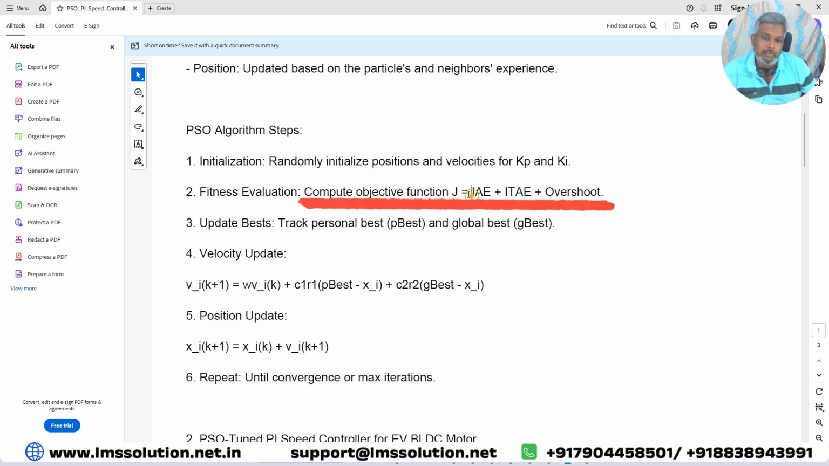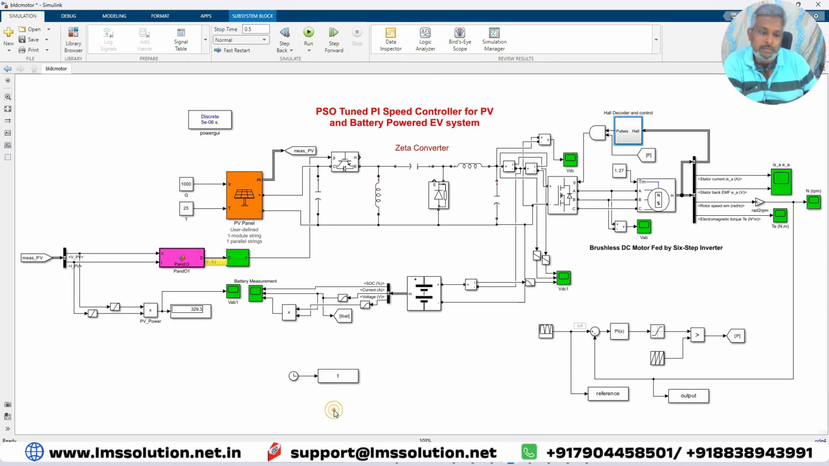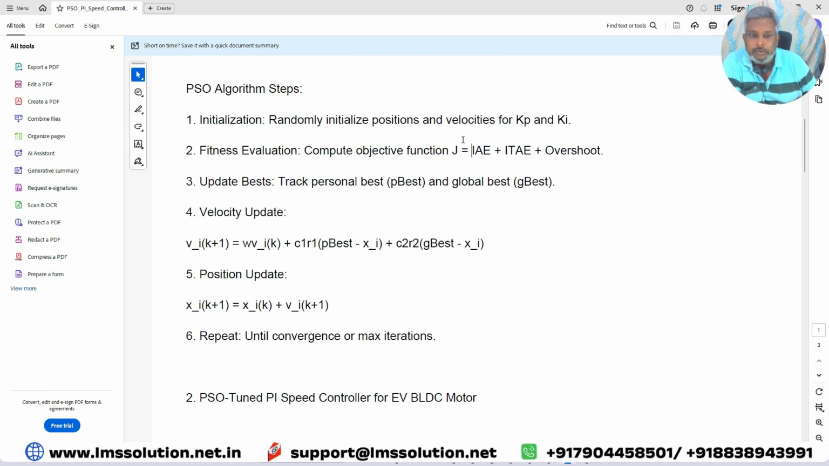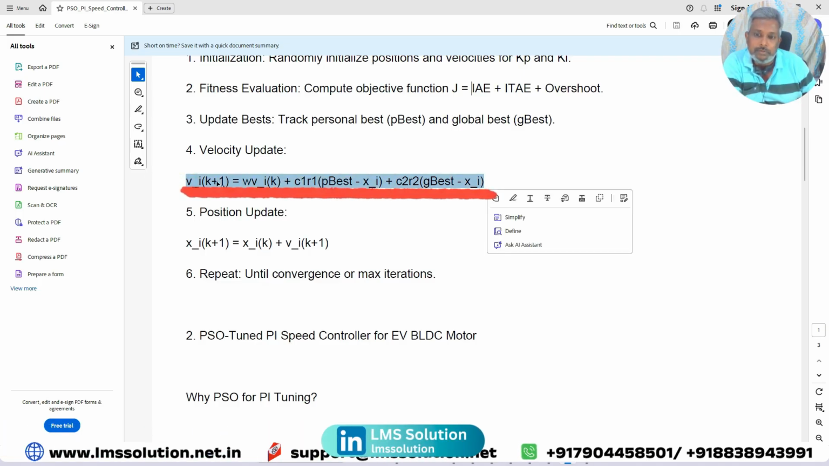We can use any combination of different indices, but in this simulation we have considered only ITAE. For the random initialization you have to find ITAE. From that ITAE calculation you have to find the best population, the global best. Next you have to update the velocity by using this formula. This is the velocity formula.